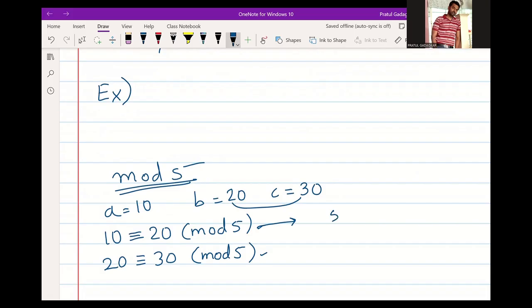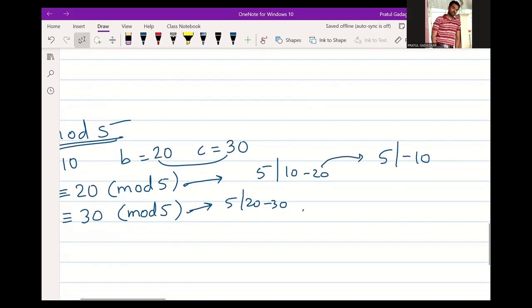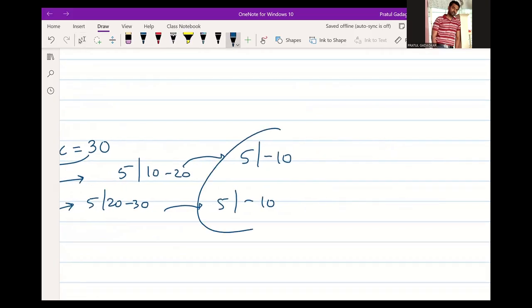So, does 5 divide 10 minus 20? This second thing is saying, does 5 divide 20 minus 30? It is the same thing to ask, does 5 divide minus 10? Is this correct? Can you divide minus 10 by 5?